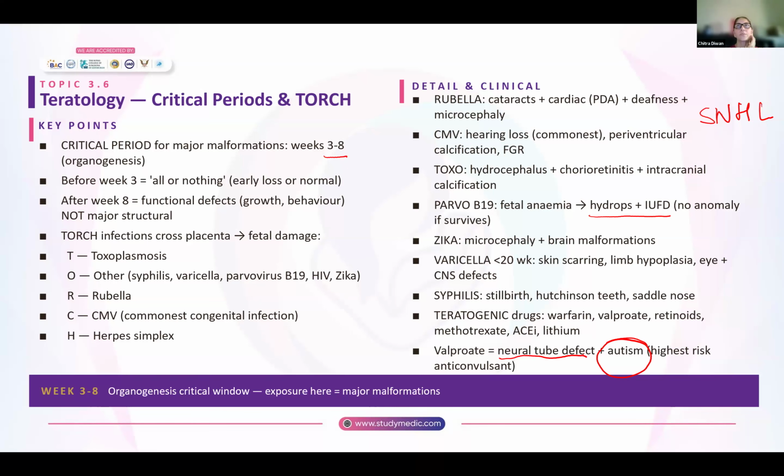The takeaway message from this slide is that the period of organogenesis, that means week 3 to 8, is the very critical period.